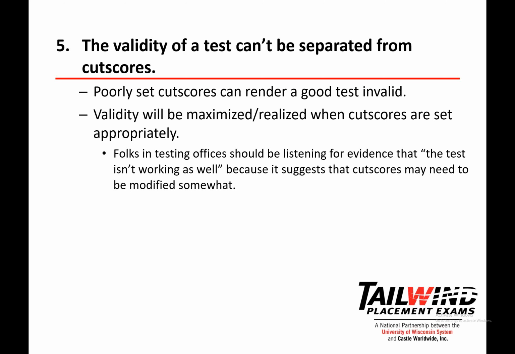And so one of the things that you can do as somebody on your campus, either in a testing office or in a department, is to keep your eyes and ears open and hear what people are saying about the placement instrument. This is what I do when our item writers come in. If I ever hear an item writer say, I feel like the placement test isn't working as well for us anymore, the first thing I ask them is, when was the last time that we looked at your cut scores? Because largely, that does not mean that the placement instrument itself is not as reliable or valid. It means that the cut scores probably need to be modified somewhat in order to optimize the validity and the decisions that we're making on those individual campuses.